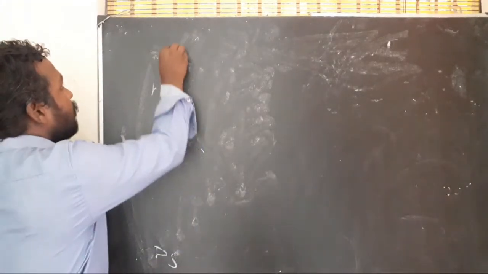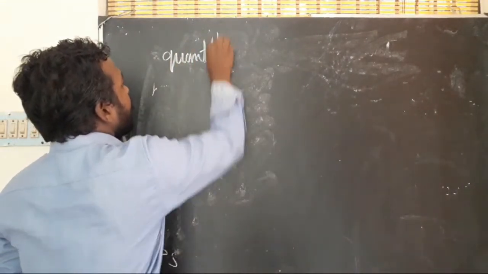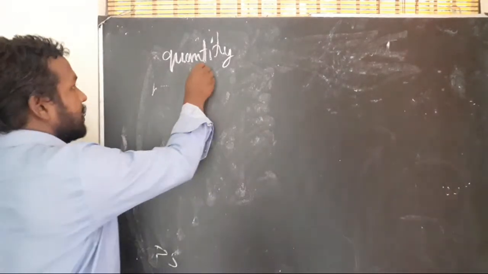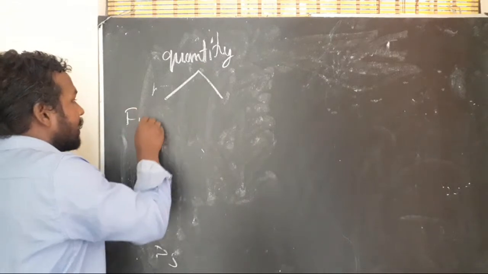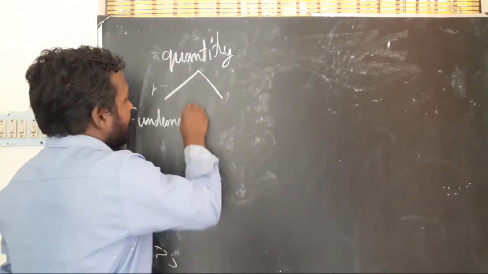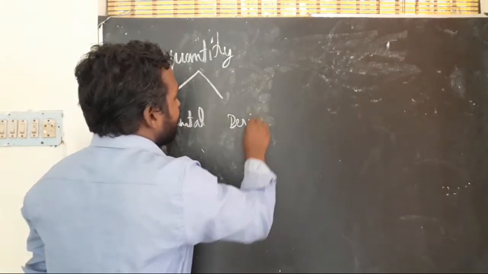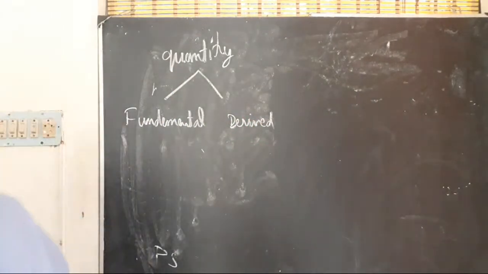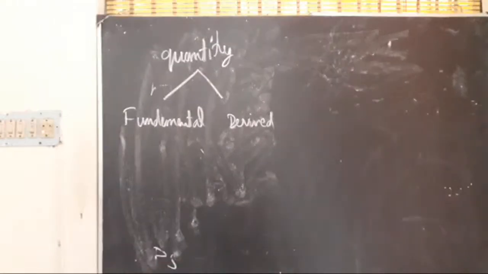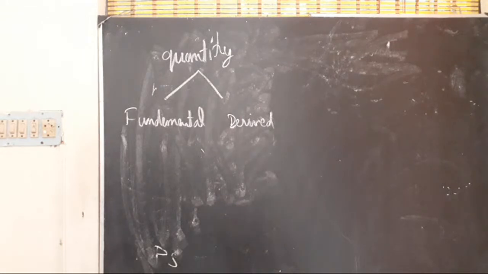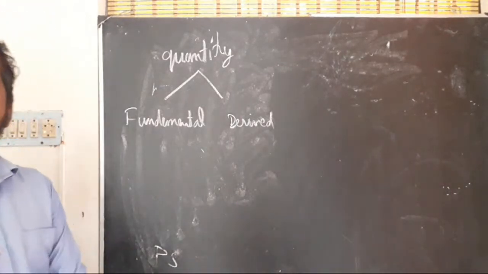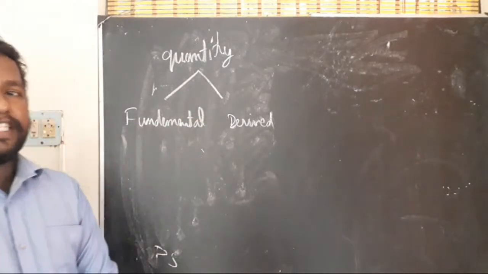Now quantities: there are 2 types of quantities. One is the fundamental quantity, and the other one is the derived quantity. Fundamental quantity and derived quantity.